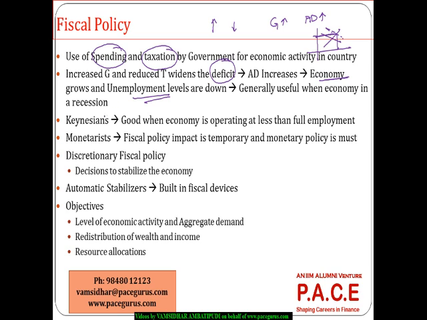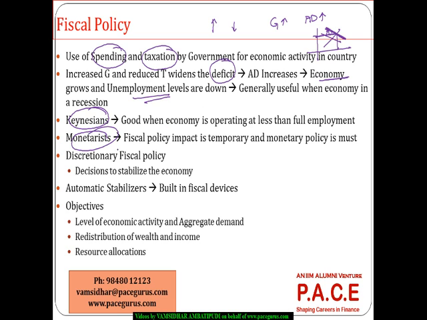And this is where the Keynesians really think that when the economy is operating at less than full employment, a good fiscal policy, increasing the government expenditure, is going to increase the aggregate demand, which pushes it to the right, resulting in the economy coming back to full employment.